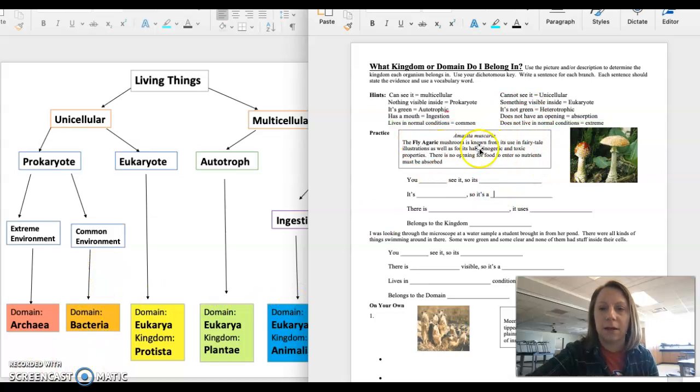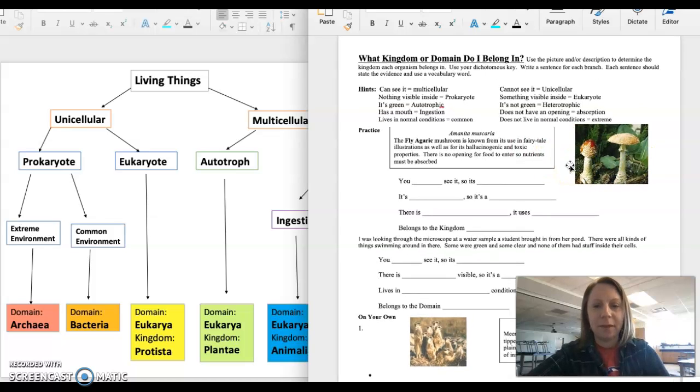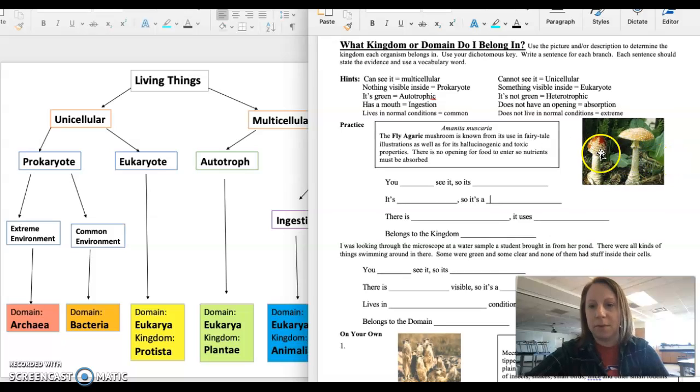This is fly agaric mushroom, known for its fairy tale illustrations, and incidentally, its hallucinogenic and toxic properties. Don't eat this. It's terrible. In fact, don't eat any mushrooms in the wild unless you know a bazillion percent what it is, because most likely it's going to be toxic. So don't eat mushrooms in the wild. But anyway, if you can see that without a microscope, which of course we can, so we're going to write in here, we can see it.